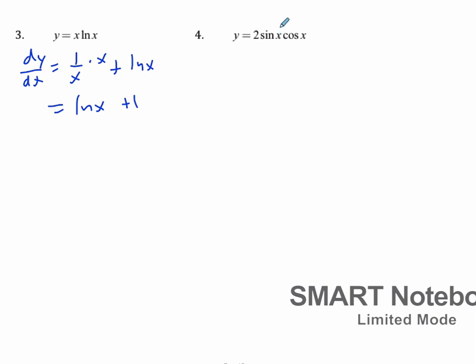So next one, we have a product of functions, this one and this one.